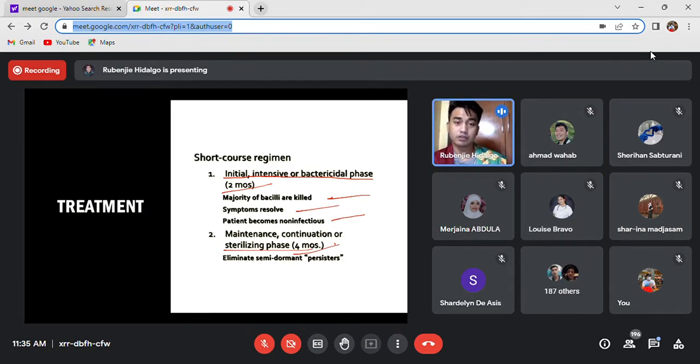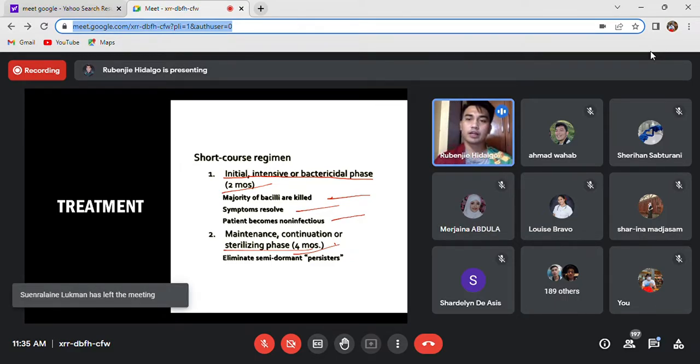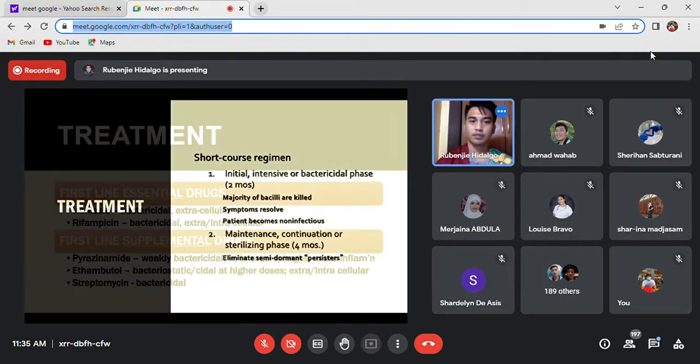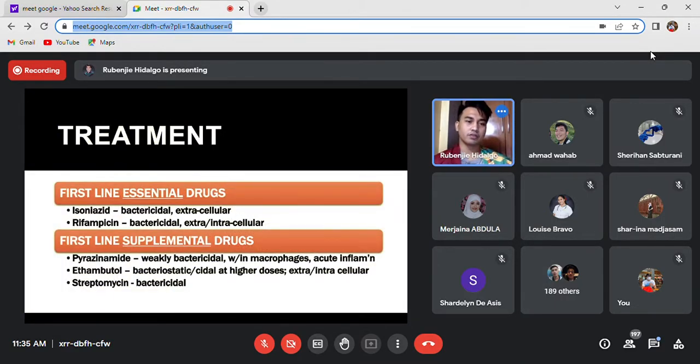Okay, so that is your first 6 months divided into 2 phases. The first 2 months is the bactericidal phase, in which all bacteria are eradicated, symptoms resolve, and your patient becomes non-infectious because nagre-resolve na nga siya. And the remaining 4 months is also known as your sterilization phase, in which nililinis po or ini-eliminate ang mga semi-dormant Mycobacterium tuberculosis. Okay? So these are your treatment, your first line essential drugs, and your first line supplemental drugs.